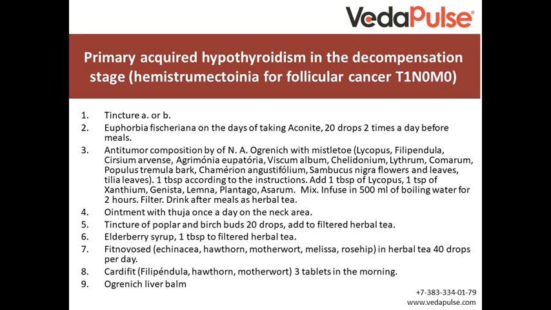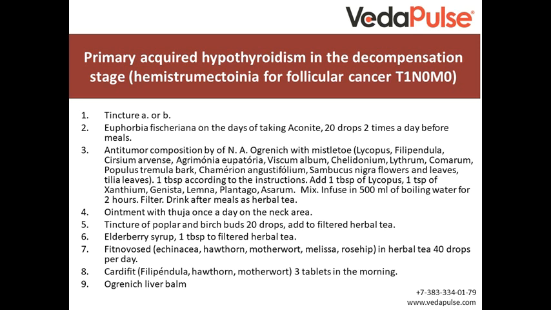So, for example, we have a patient who came to us after the removal of a thyroid tumor with no metastasis. We will be providing herbal support to this patient for several years, not depending on the actual prognosis. So we would prescribe externally the tincture of aconitum and thyme, also the tincture of poplar and birch buds, elderberry syrup, echinacea, hawthorn, and of course the cardio herbs and Argenich liver balm.